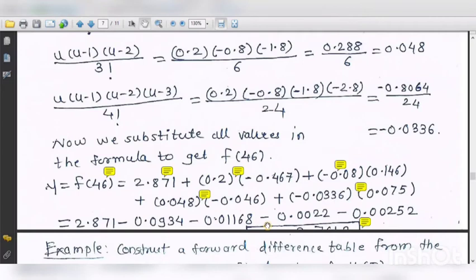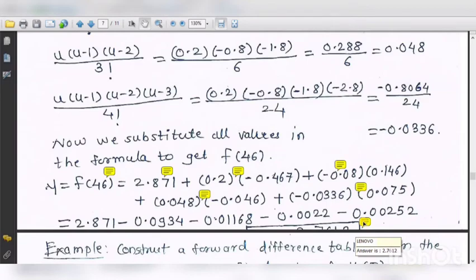Again next, this term is positive and this term is negative, so the answer is minus, so it is minus 0.0022. Again next term, two different signs, that's why the answer is minus, so minus 0.00252. If you calculate this, then the final answer is, here you cannot see it, I had written it, but now it is not visible in this PDF. So I will show it here. Your answer is 2.7612.